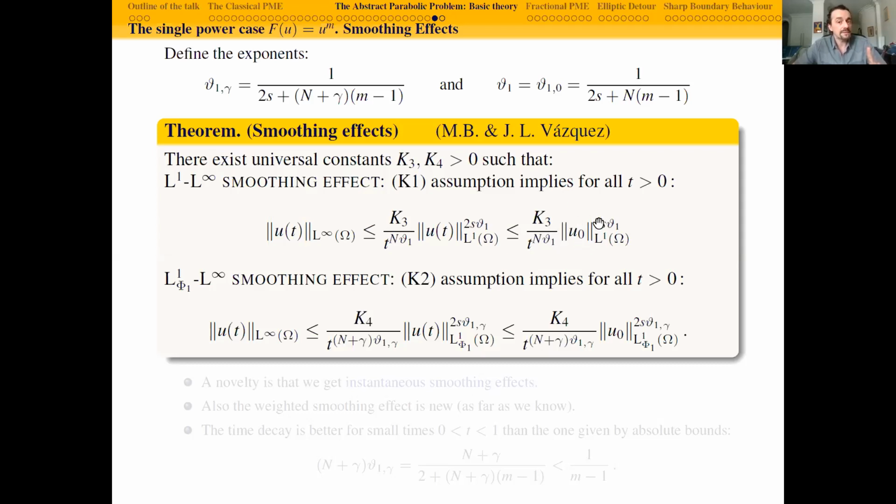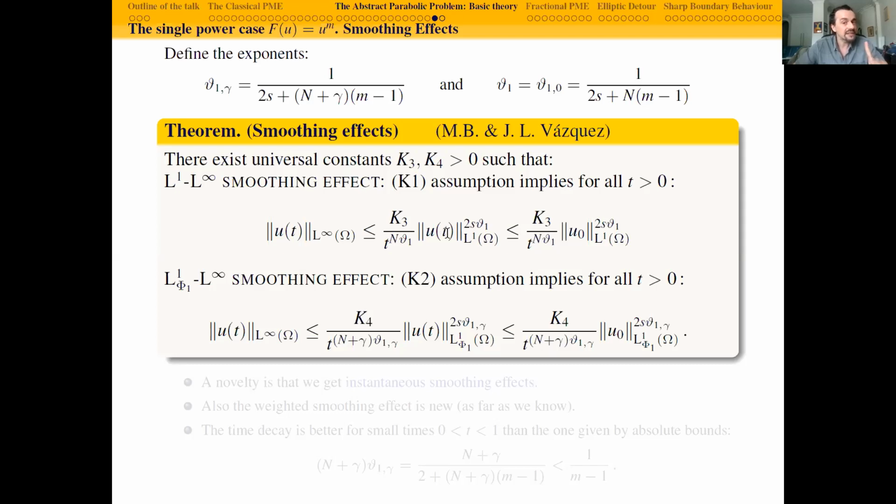And there is also a short, nice proof of this that I will sketch in one second. Well, I will just sketch because it's a bit technical with the exponent. But if you believe that you get these exponents, then the proof is really simple too. So you can prove this, which reminds of the heat equation. So here, if you see, when you let theta one or theta one m tend to one, you recover exactly the exponent of the heat equation. So this goes to one, and this goes to n over two, which is the L1 L infinity smoothing effect for the heat equation. So these are the standard ones, except that we can do it instantaneously.